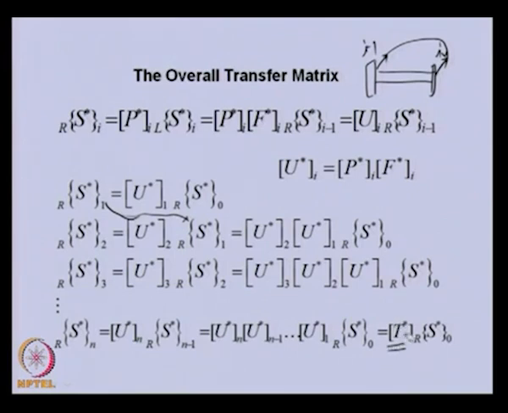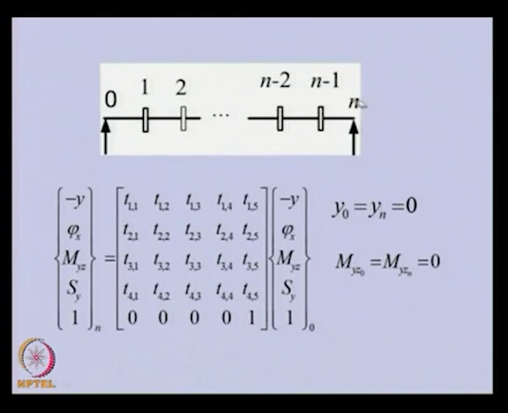Now, once we have the overall transfer matrix, we can apply the boundary condition, because we have the nth station at the extreme right side of the rotor system and the 0 station at the extreme left side of the rotor system. So, this is the nth station, this is the 0 station. The overall transfer matrix T relates the state vector here to the state vector here. Now, that last equation is expanded here. So, this is the state vector at the nth station, this is the state vector at the 0 station.